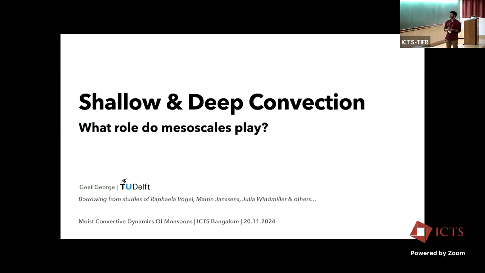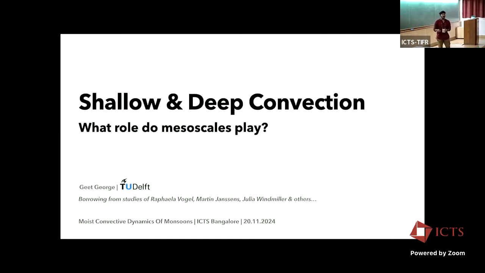climate models. And most of what I'll say here are borrowed from studies of Rafaela Vogel, who's at the University of Hamburg now, Martin Janssens, who's at Wageningen, and Julia Windmiller, who's at the Max Planck Institute for Meteorology. And I had the joy of being co-author on most of those studies.